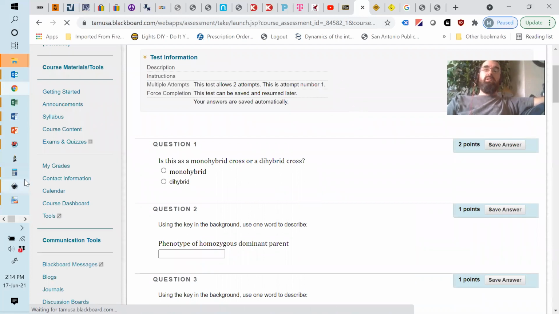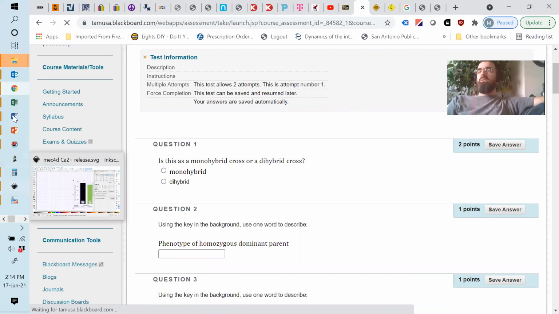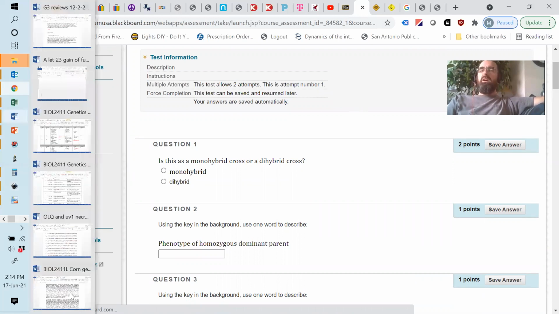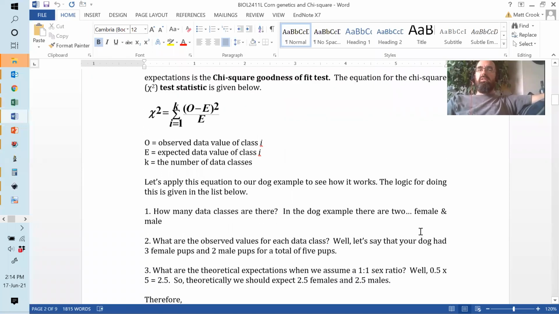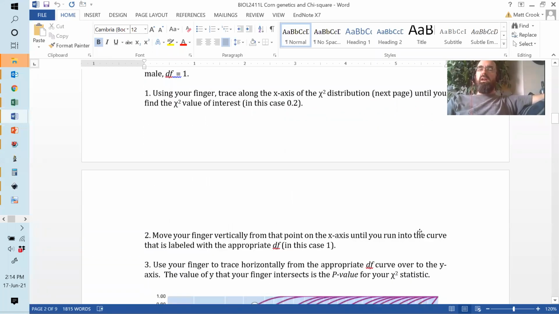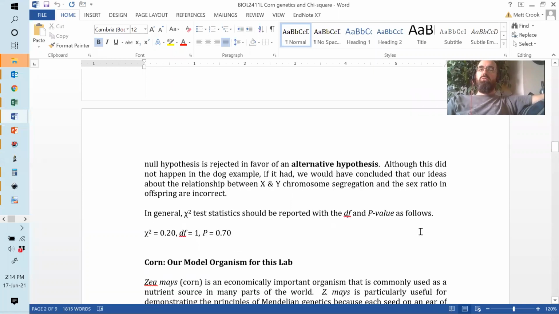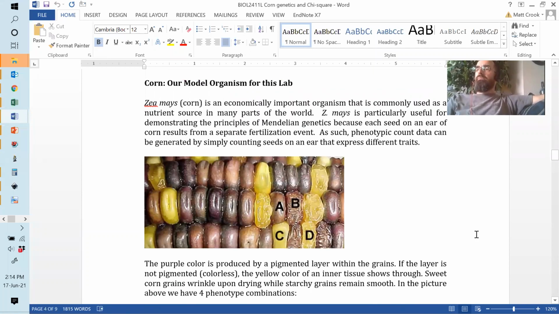And so what we have in Blackboard is a copy of the questions that you'd answer if this were a lab handout. Down here we have essentially two different crosses, right? So for each cross, a monohybrid and a dihybrid cross, you're going to have a series of questions, one based on the cross and the second one based on your chi-squared analysis of it.